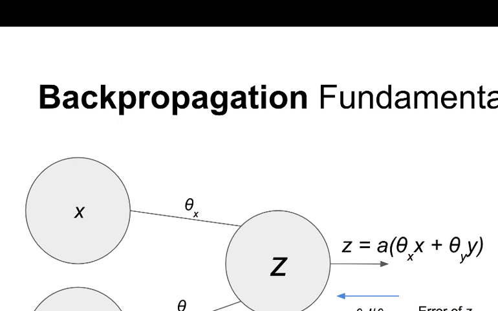So it's just ∂J/∂y is the same thing as ∂J/∂z times ∂z/∂y, right? And then you get the same thing here, but it's just theta y down here now.